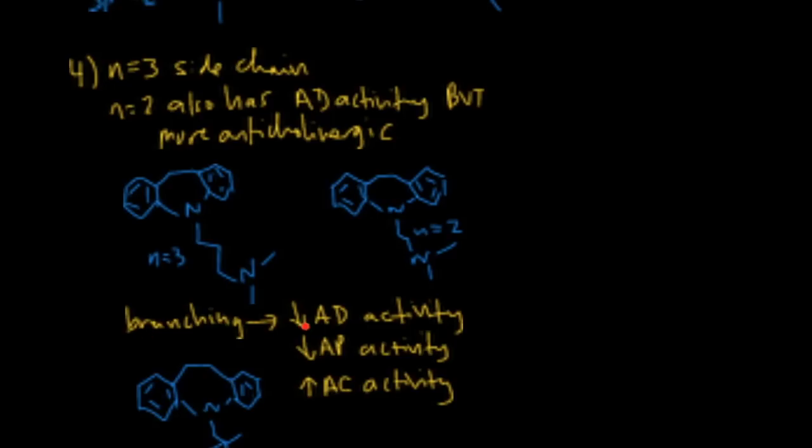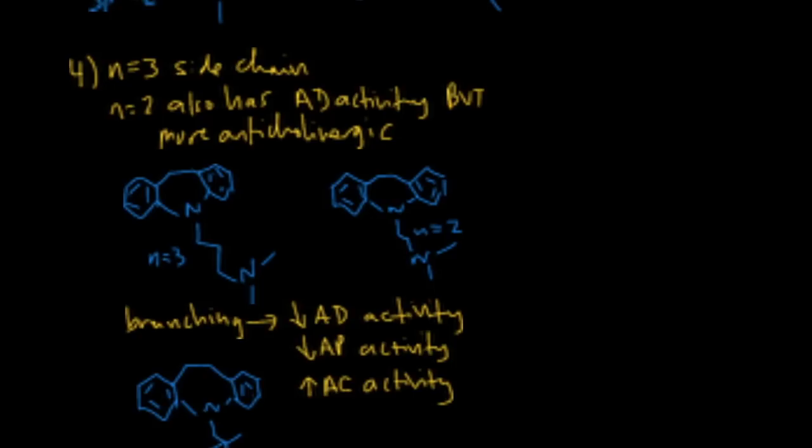Also, branching decreases antidepressant activity. It also decreases antipsychotic activity, if you remember from episode 10, but it also increases anticholinergic activity. So in these examples, for this ring, you have an atom of 1, 2, 3, and here's our basic amine. So that's a 3-atom side chain. Over here, you have a 1-atom, 2-atom, and the basic amine. So you have a 2-atom side chain. So either one has potent antidepressants. However, which one is more anticholinergic? The left ring system or the right ring system? The right ring system, because it has a 2-atom side chain.